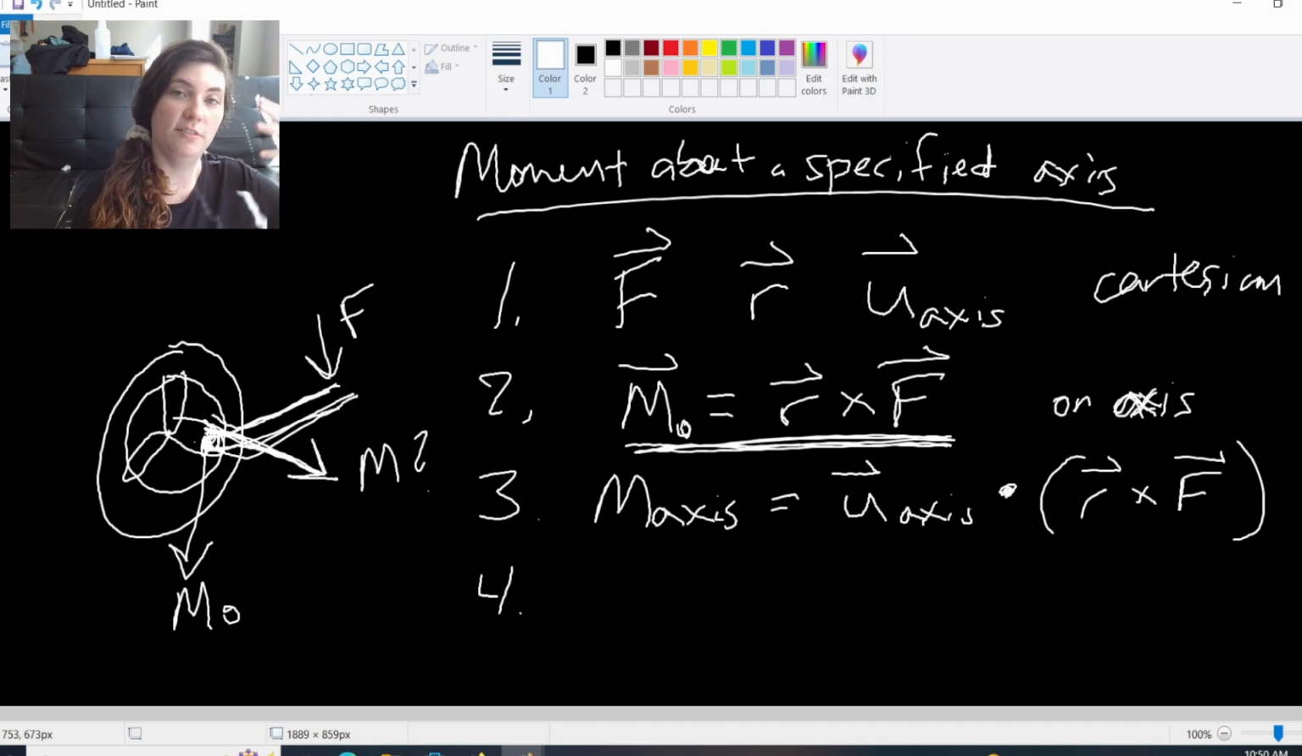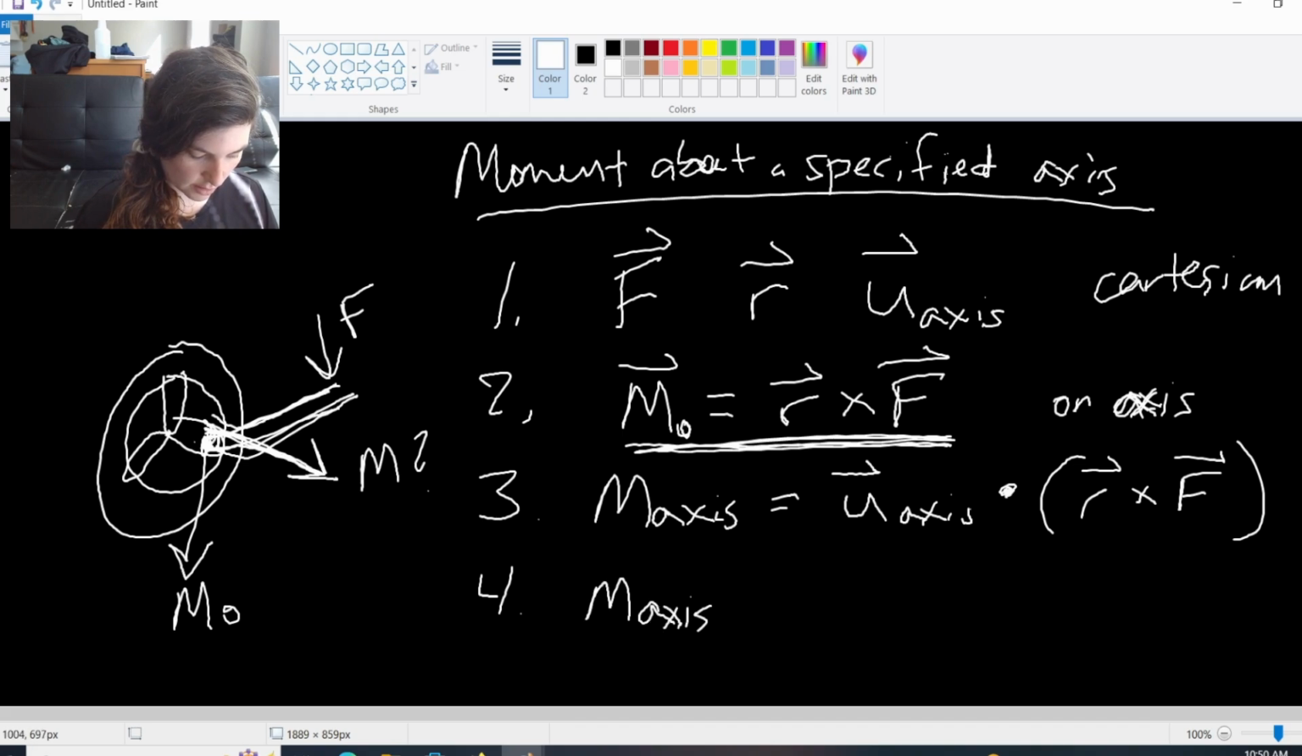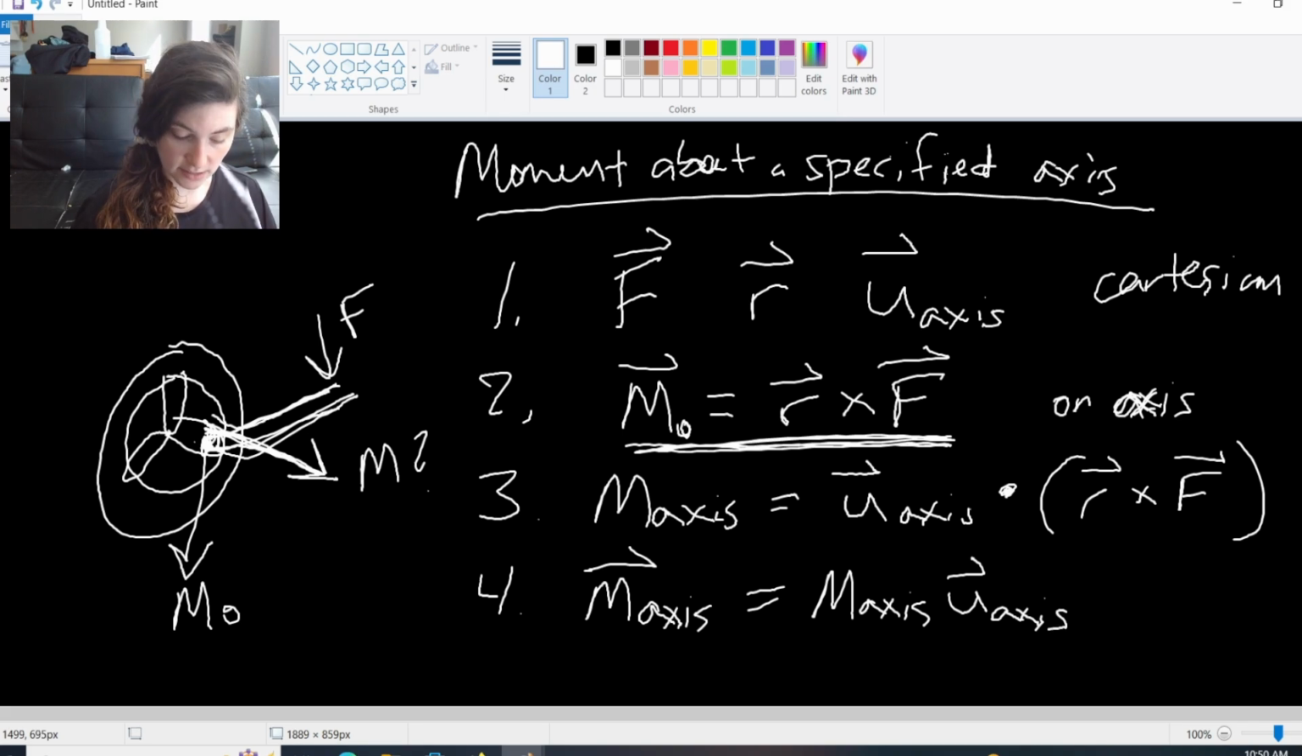If it asks for the vector form of the moment, what we'll have to do is take this moment about the axis and turn it into a vector by multiplying that magnitude by the unit vector of the axis. So these are the 4 main steps, and we can sometimes shortcut this. So I'll give you this shortcut equation here.